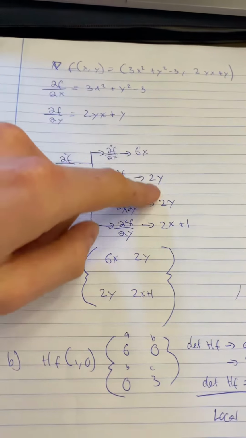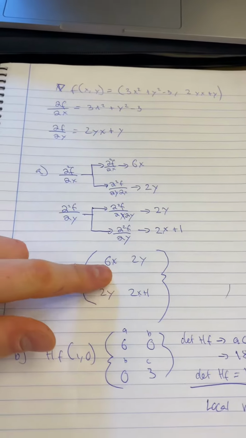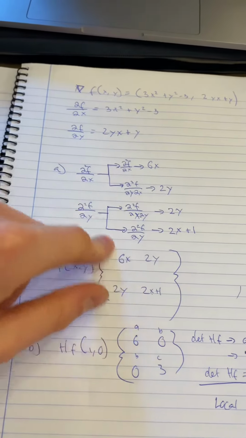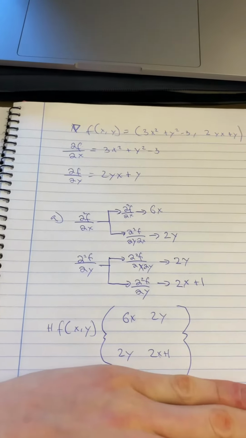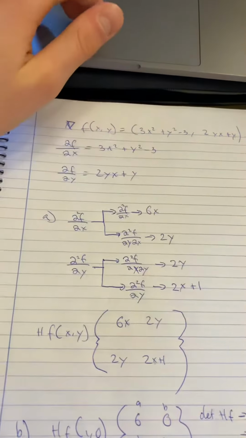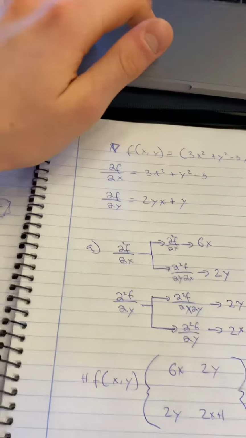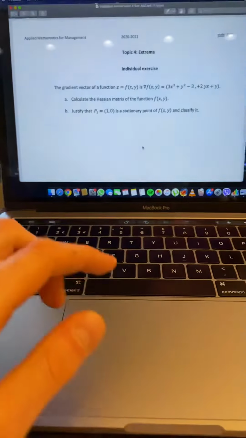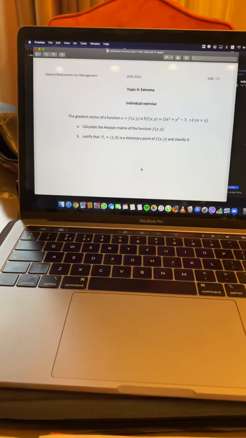Then once I calculate these values, I put them in the Hessian matrix format, which is 6x. Here I see, okay, this is the first section. And then in the second section they asked us to justify the point P1. They give us 1 point, and we have to find out if we can justify it.